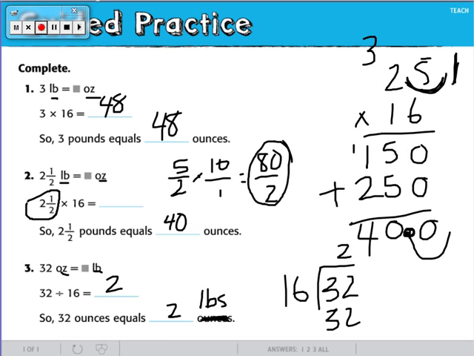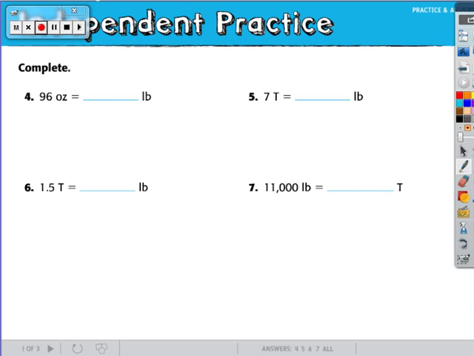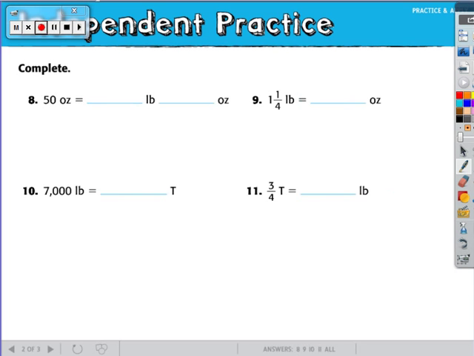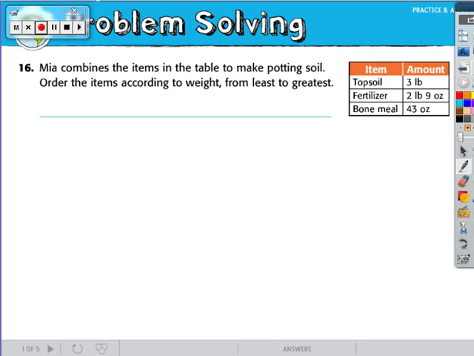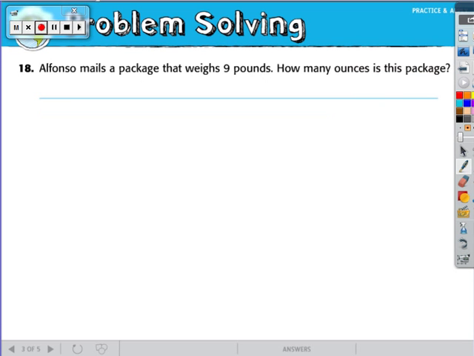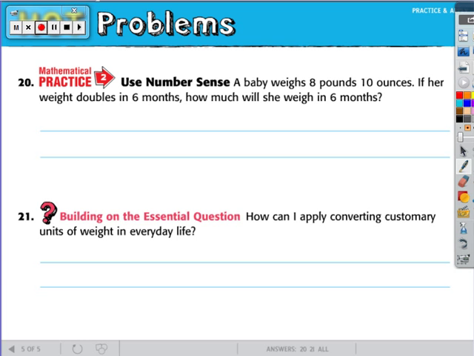Now, you guys need to complete all the way through. The answers are on the internet. You can go home and look at them if you want. You will do through 21.